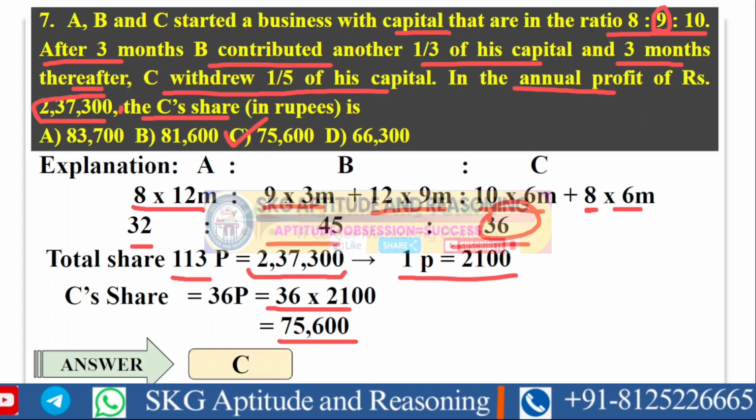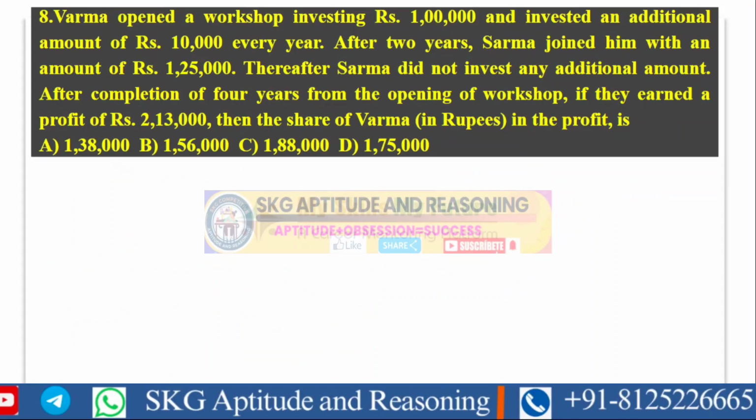Let's move to the next question here. And here is the next kind of question. Verma opened a workshop investing an amount of rupees 1 lakh and invested an additional amount of 10,000 every year. After 2 years, Sharma joined with an investment of 1,25,000. Thereafter, Sharma didn't invest any additional amount. After completion of 4 years from the opening of the workshop, they earned a profit of 2,13,000. Then, what is the share of Verma in the profit?